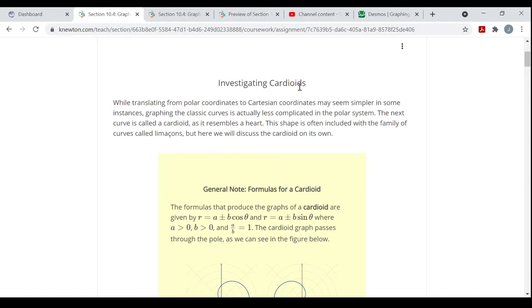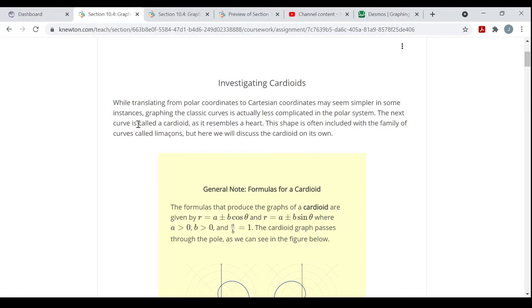Investigating cardioids. While translating from polar coordinates to Cartesian coordinates may seem simpler in some instances, graphing these classic curves is actually less complicated in the polar system. We'll see cardioids, limaçons, lemniscates, and rose curves. For these kinds of curves, I wouldn't recommend changing to rectangular coordinates and then graphing, because they're not going to be that nice.